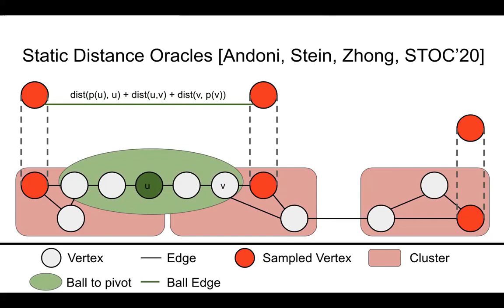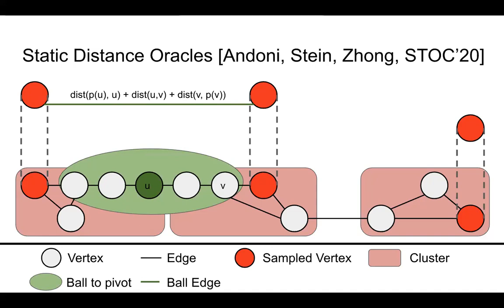The first type is for every vertex. Here I'm fixing a vertex u, and you look at its ball, the open ball up to its pivot vertex. So it doesn't include the pivot vertex or any vertex at the same distance as the pivot vertex, but all the vertices that are strictly closer. So for u, it's exactly the 5 vertices in this green ball.